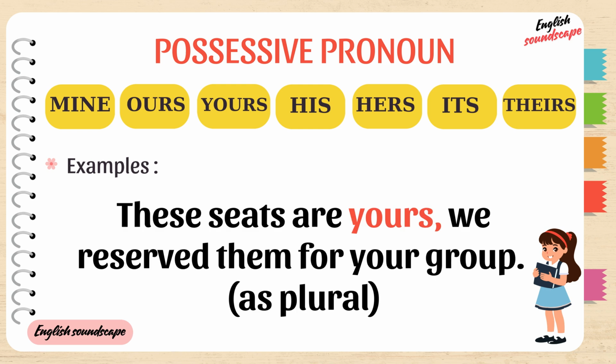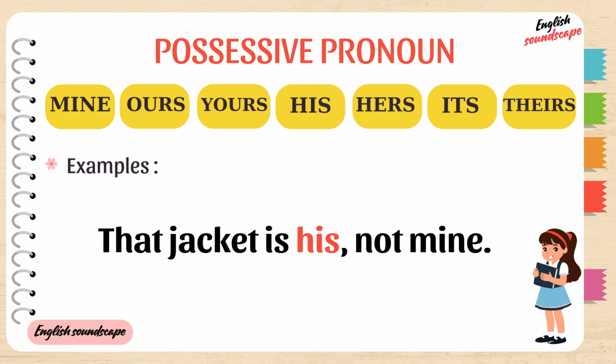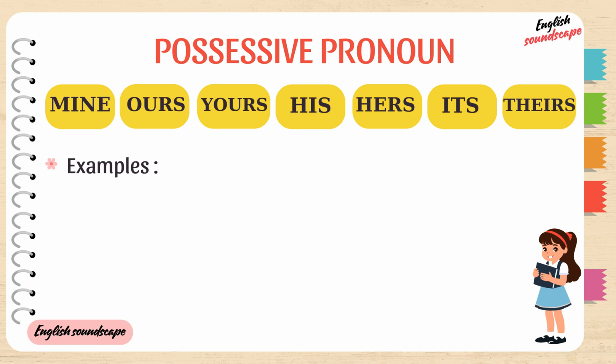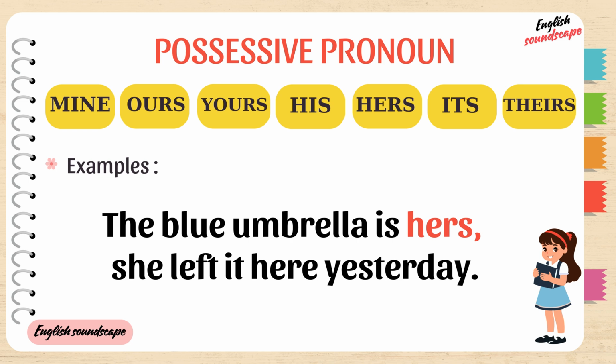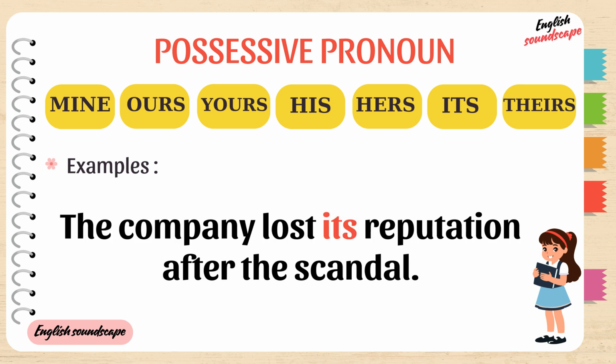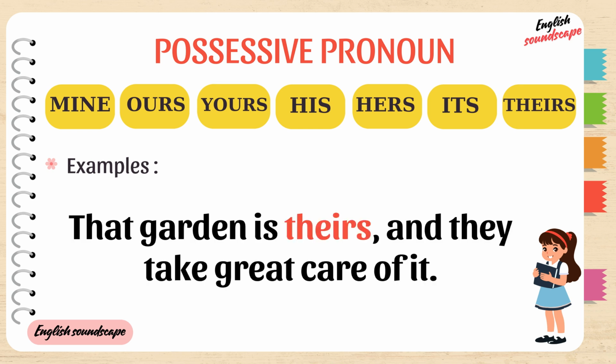These seats are yours, we reserved them for your group. As plural. That jacket is his, not mine. The blue umbrella is hers, she left it here yesterday. The company lost its reputation after the scandal. That garden is theirs, and they take great care of it.